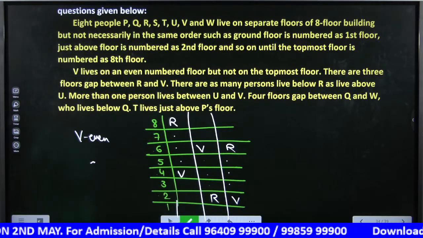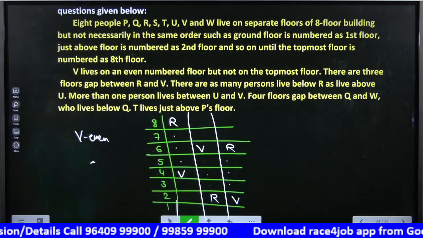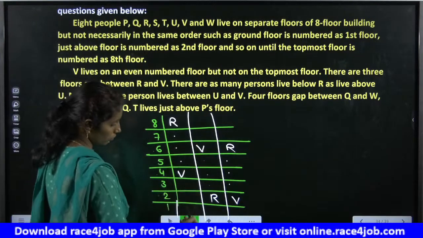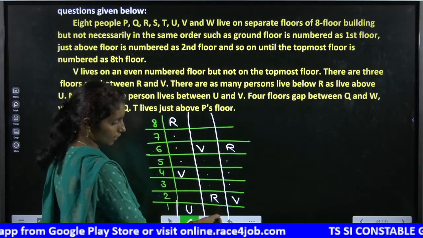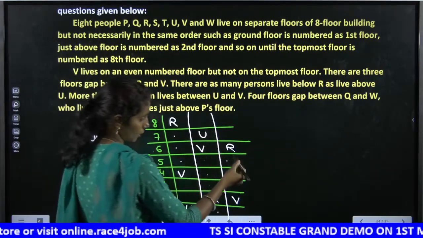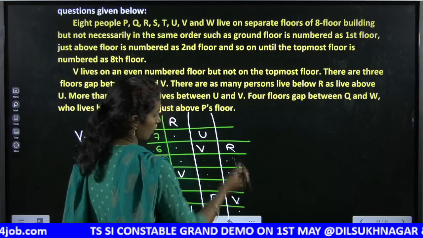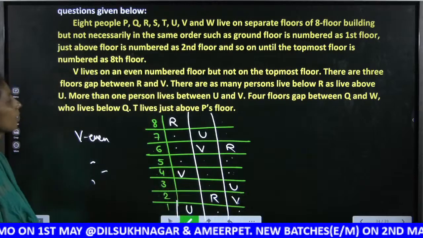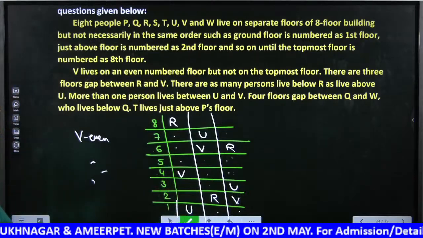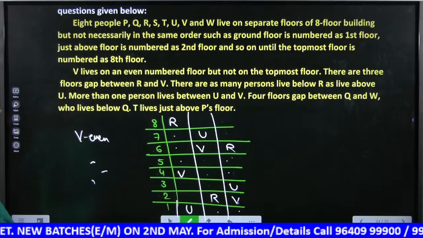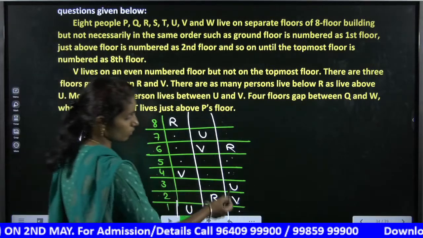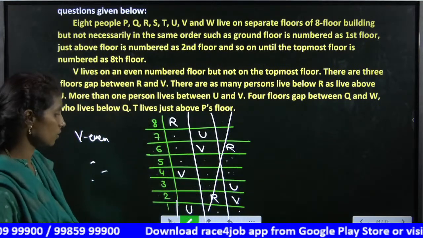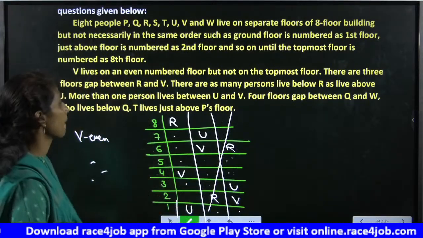There are as many persons living below R as below U. Okay, below R, above U. Below R 1 person, above U 1 person. Below R, 1 2 3 4 5 persons. 1 2 3 4 5 persons, U is here. Right? Again, 3 possibilities. More than 1 person live between U and V. Okay, if you consider these two, there is nobody between them, right? Here it says more than 1 person, here we have 2 persons.